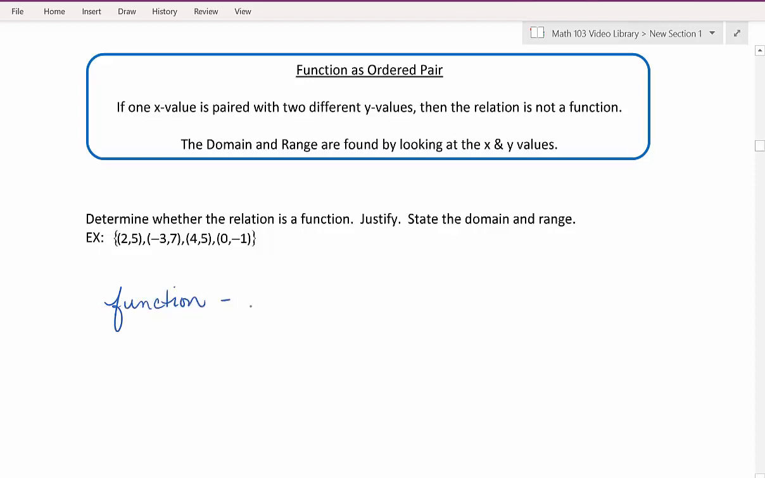Our justification is each x value is paired with one y value.